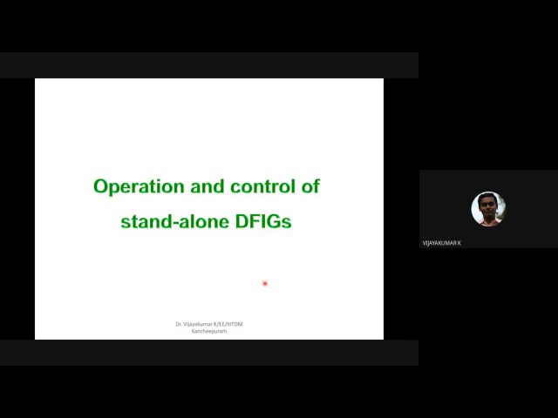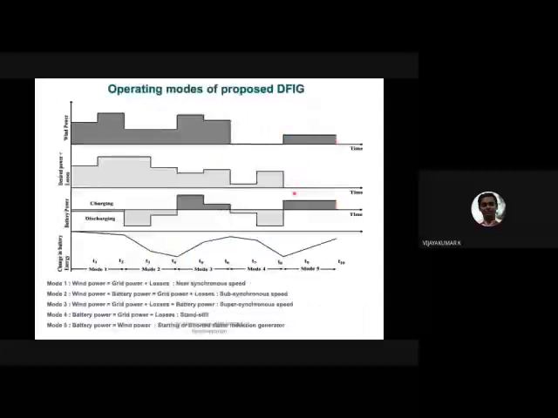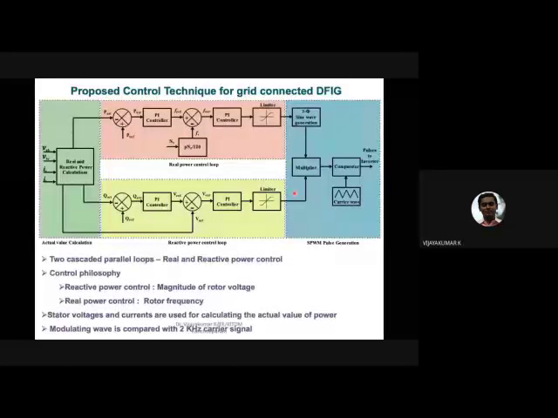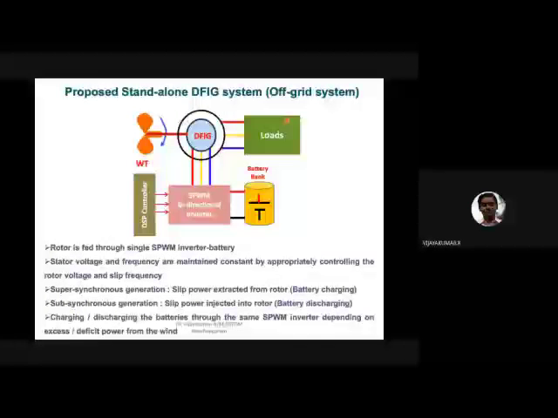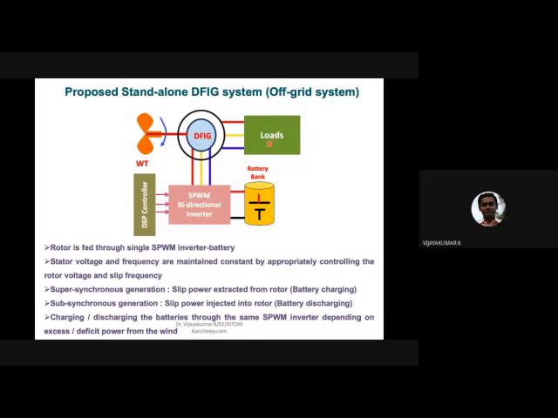Here, it is the same system. In this case, we worked on a grid-connected system, but here, instead of the grid, we thought of connecting only the loads. So how does it operate? We analyzed the system. This will be another IET paper.